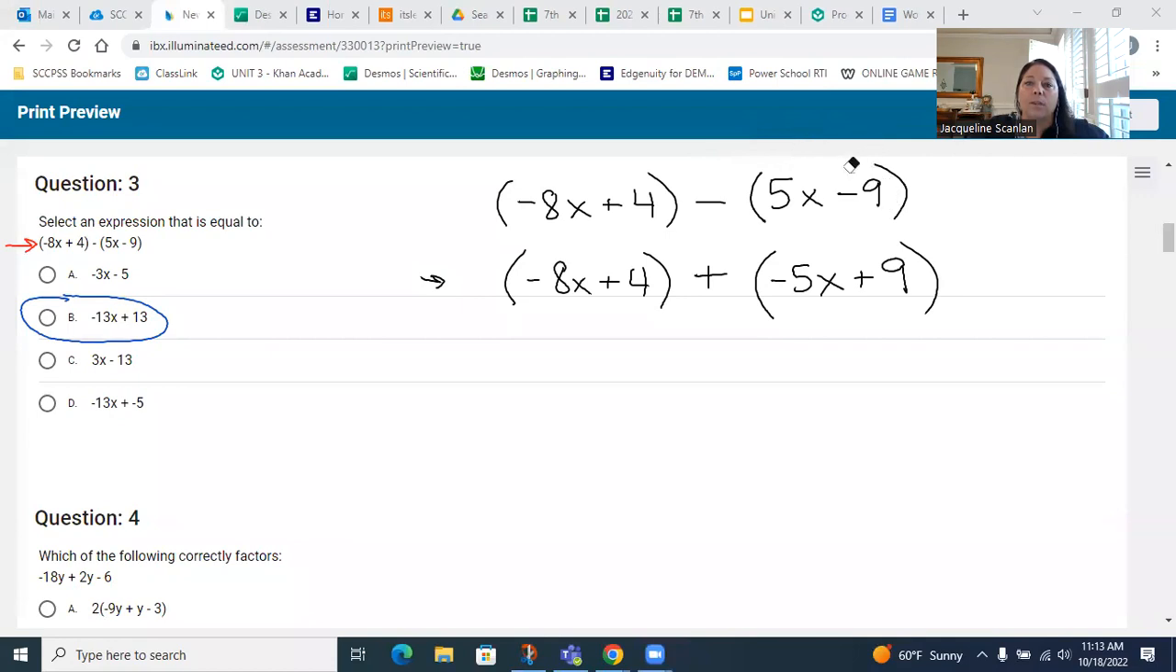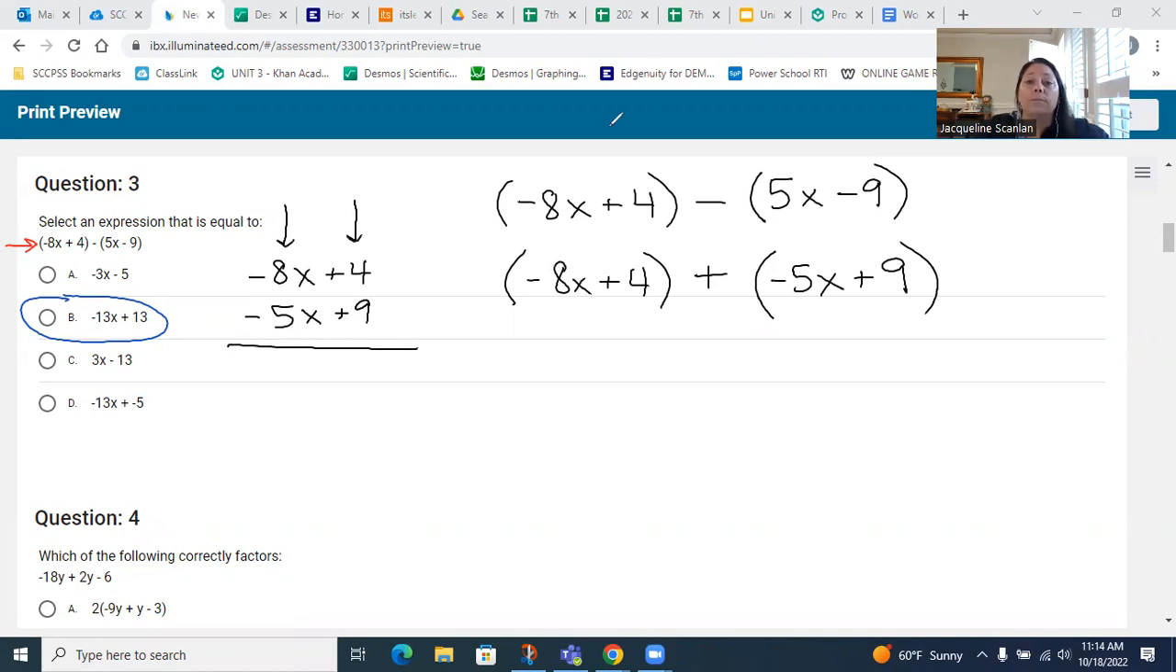All right, now that I've rewritten it as addition, I have just shown you in the problem before this how to add these together. Remember, you have two choices. You could stack them and do -8x + 4, and then underneath it, you write -5x + 9, and then you can add them together going vertically.